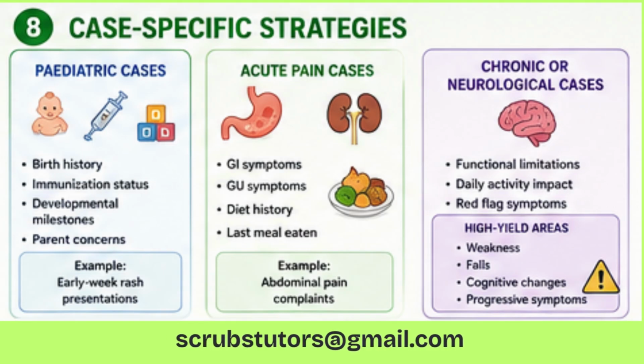For pediatric cases, like early week rashes, you need to ask about birth history, immunizations, developmental milestones, and the parent's concerns. For acute pain cases, like abdominal pain, zero in on GI and GU symptoms, diet, and the last meal. And for chronic or neurological cases, shift your focus to functional impact and red flags. That's where the high-yield points are.